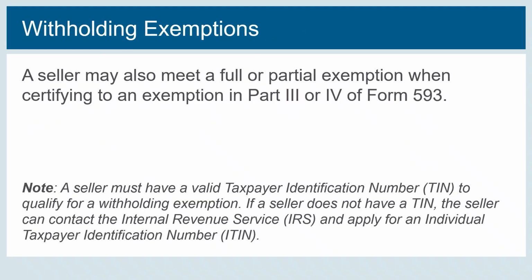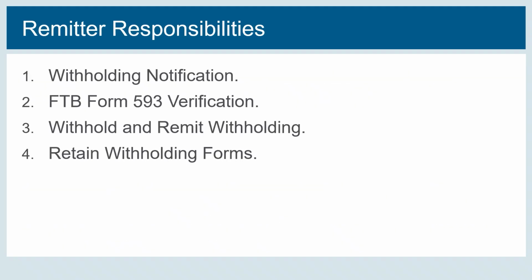A seller may also meet a full or partial exemption when certifying to an exemption in Part 3 or 4 on Form 593. Please note that for a foreign seller to qualify for any exemption, they must have a valid taxpayer identification number at the close of escrow. If they do not have one, then they may contact the Internal Revenue Service and apply for an individual taxpayer identification number. Now we will review remitter responsibilities.